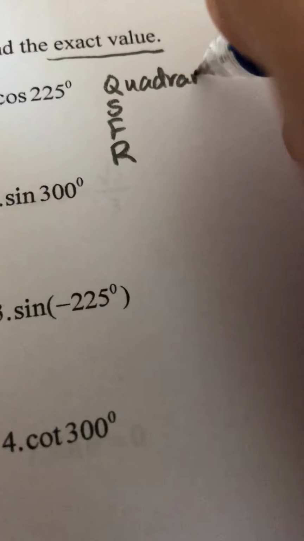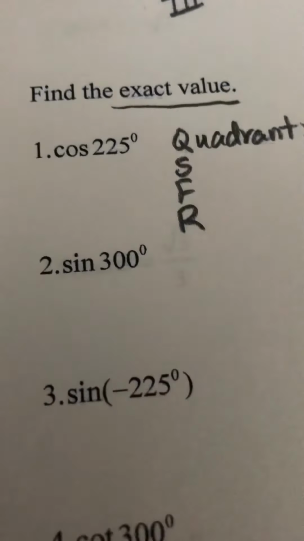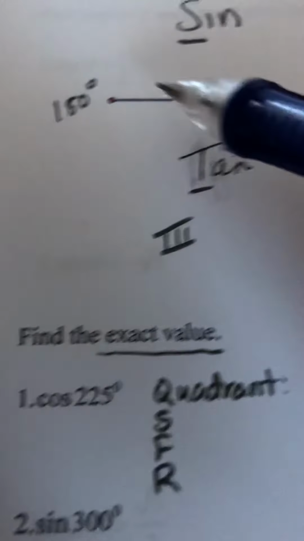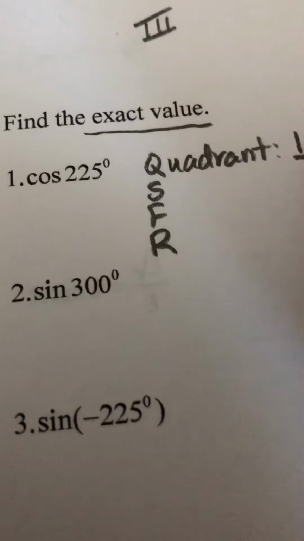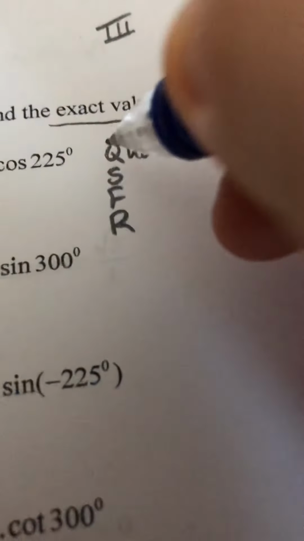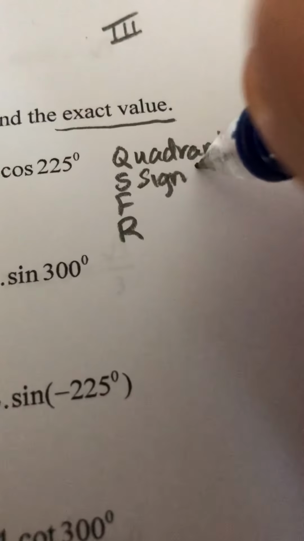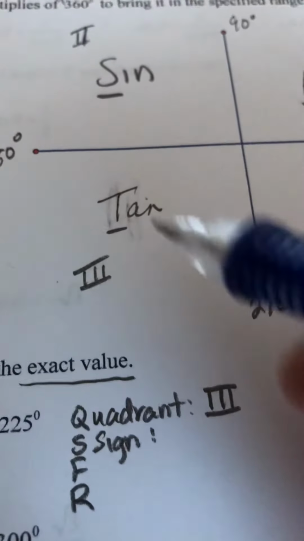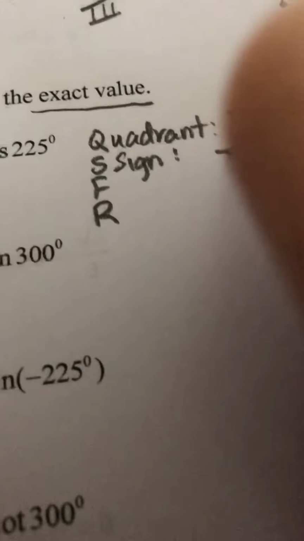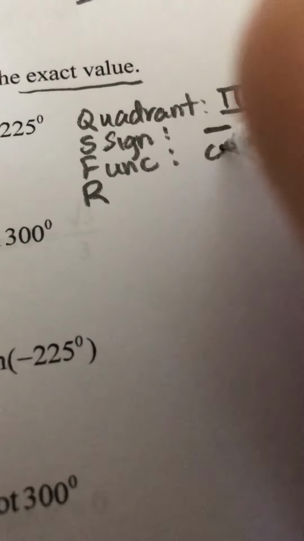Okay, Q stands for quadrant. What quadrant is the angle in? Our first example, 225. 225 is between 180 and 270. So that is in quadrant 3. S stands for sign. Is cosine positive or negative in quadrant 3? Well, in quadrant 3, tan is the only one that's positive, so cosine must be negative. F stands for function, so our function is cosine. And R stands for reference angle.